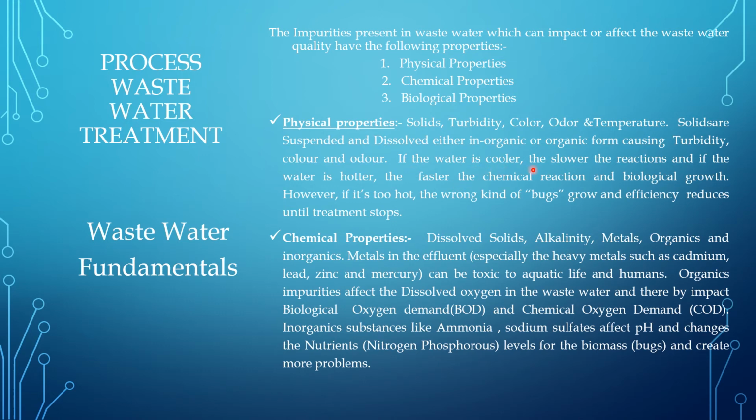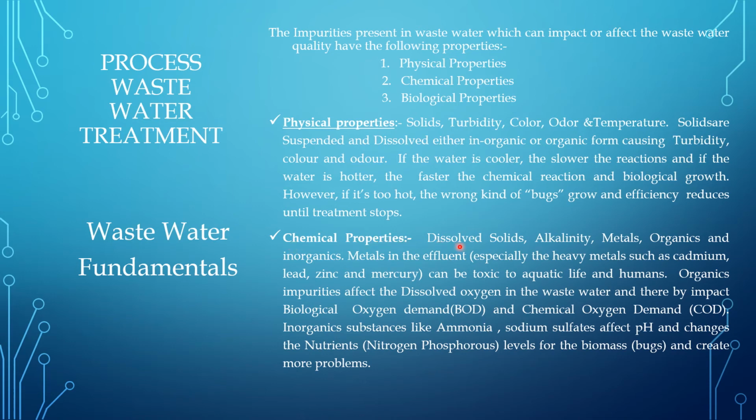Another property is temperature. If the water is cooler, the reactions are slower. And if the water is a little bit hotter, then the chemical reactions are faster. Also, the biological growth will be more. However, if the water is too hot, more than 75-80 degrees, then the wrong kind of bugs will grow, and the efficiency of wastewater treatment will be reduced, until the treatment stops and the water becomes black. So we have to stop the plant and treat the water.